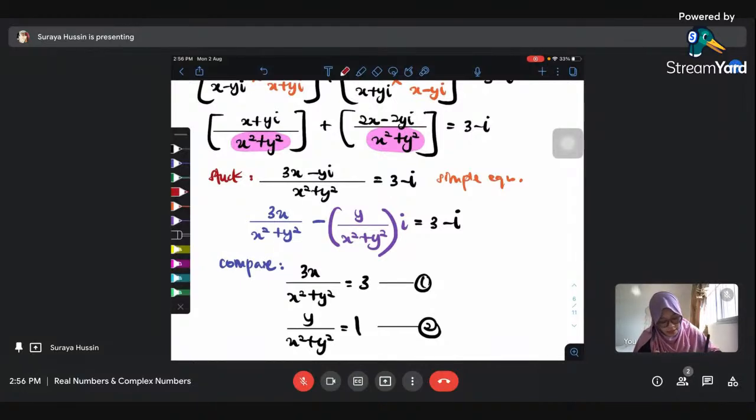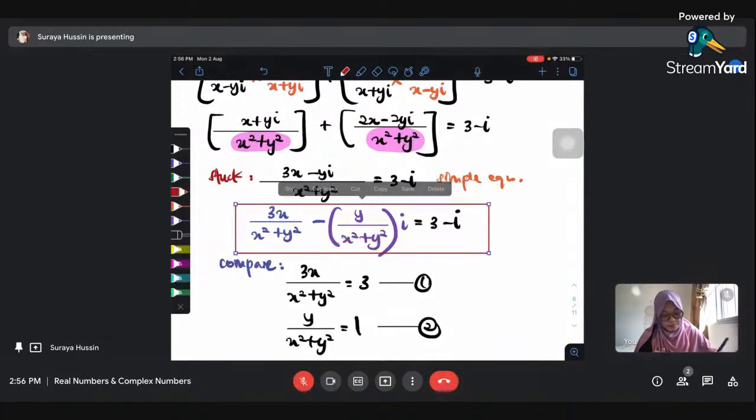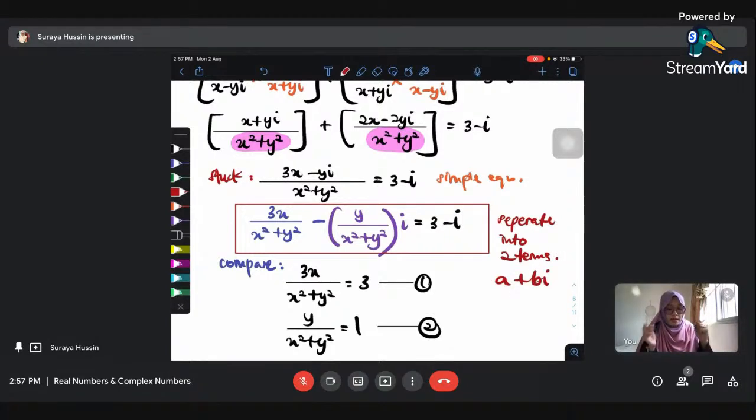Why don't you just write it down? Separate it into 2 terms. Okay, tulis itu. Separate into 2 terms. To what? To make it look like A is a real part, Bi is imaginary part. Itu je sebenarnya. Konsep foundation, konsep you punya foundation mesti kuat. Okay, bila foundation you kuat, you boleh buat apa-apa jenis soalan pun.